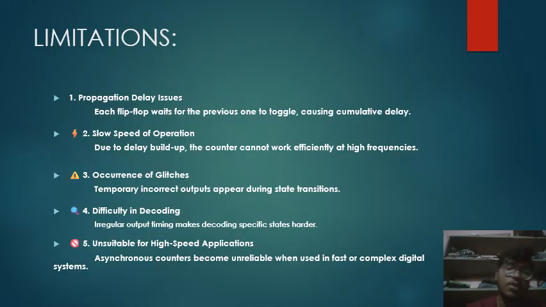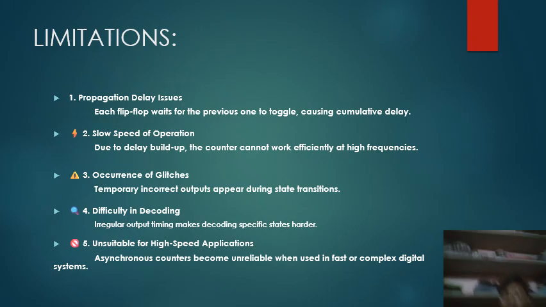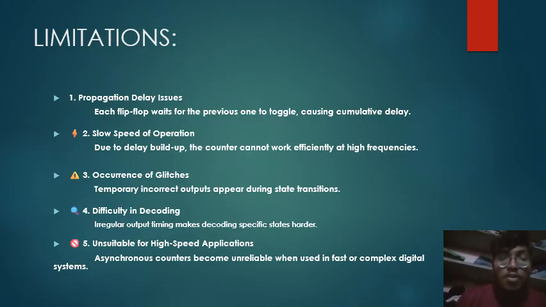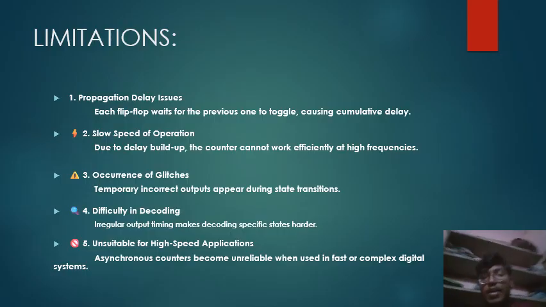Coming to the limitations of this 4-bit asynchronous counter and all asynchronous counters: propagation delay issues. The propagation delay of these asynchronous counters is very high, because the input of the next flip-flop is the output of the previous one. So the previous propagation delay is added to the next one, and the overall propagation delay is the cumulative delay of all the flip-flops.